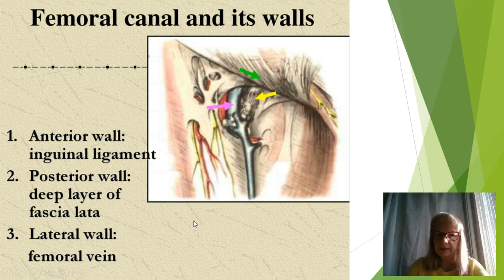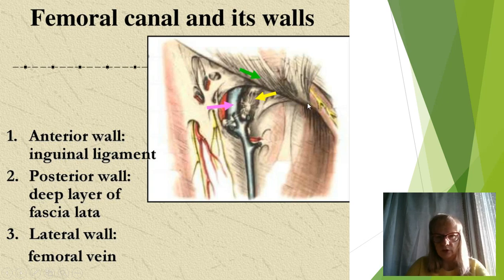The femoral ring will be the inlet. During a hernia, the femoral canal arises, with walls of the femoral canal. The anterior wall is the inguinal ligament. The posterior wall is the deep layer of the fascia lata. Fascia lata, you remember, is here. And the lateral wall is the femoral vein.